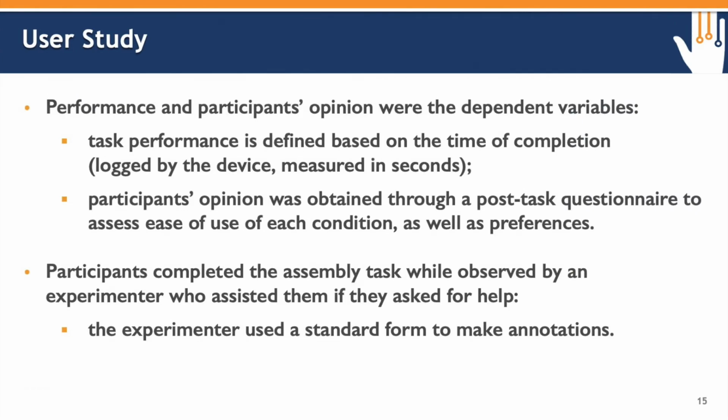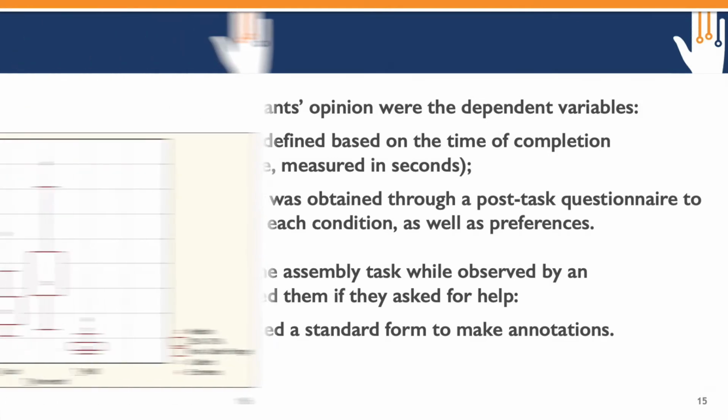Performance and participants' opinion were the dependent variables. Task performance is defined based on the time of completion, logged by the device and measured in seconds. Participants' opinion was obtained through a post-task questionnaire to assess ease of use of each condition as well as preferences. In addition, participants completed the assembly tasks while observed by an experimenter who assisted them if they asked for help. The experimenter used a standard form to make annotations.